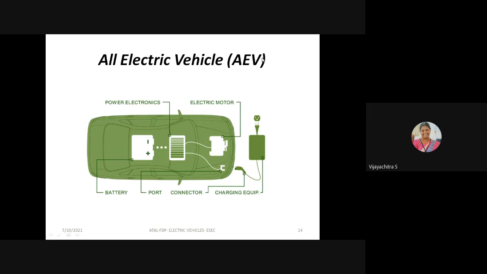And this is the picture of an all-electric vehicle. See, this is the place of the power electronics, this is the electric motor, and there is a charging port. This is the charging equipment. We have to connect this plug here, and this is the connector and port, and then the battery. Once the charge gets filled inside this battery, it can be given to the controller and the other various parts. The motor gets operated in order to drive the car.